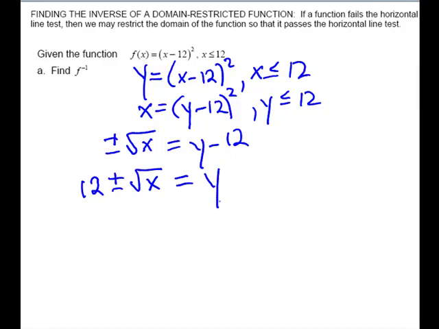We have to have a look here, because it has the plus and minus, and this says our y has to be less than or equal to 12. And so here, if we add a square root of x, this would be something positive, that's going to be bigger than 12. And so we're going to have to go with the minus on this one. So we're going to have to do 12 minus the square root of x equals y. And this will be our f inverse.